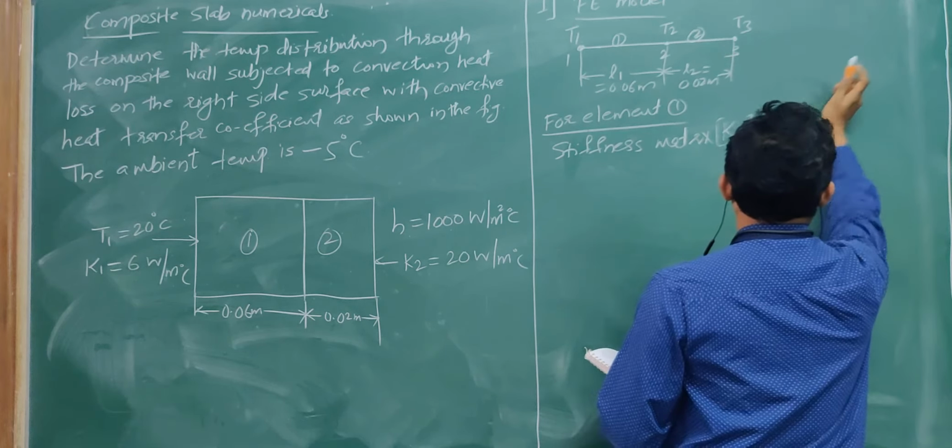Substitute the values. K2 is 20. Again, as it is a pure case of a one dimensional element, we assume the area as 1 meter square. So 1 divided by 0.02 times the matrix [1 -1; -1 1]. If I solve this, I get 1000, minus 1000, minus 1000, 1000. This is T2, T3, T2, T3.